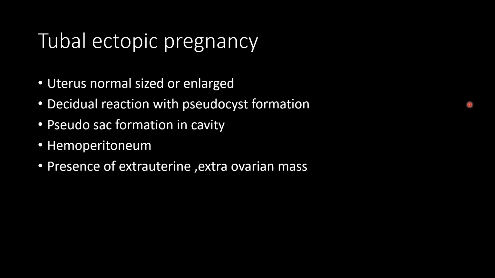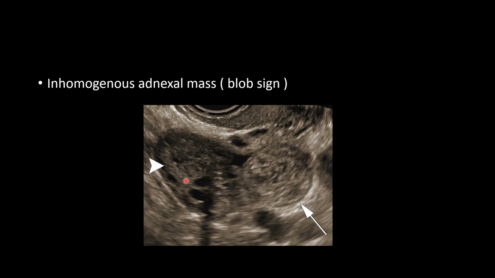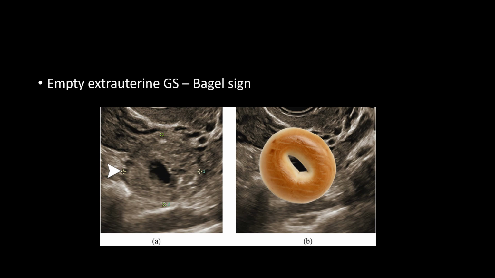In ultrasound, the uterus may be normal in size or enlarged. There might be decidual reaction with pseudocyst formation. There may be pseudo-sac formation in the cavity. There may be presence of hemoperitoneum in case of a ruptured ectopic, and there may be presence of an extrauterine or extra-ovarian mass. There may be an inhomogeneous adnexal mass, that is the blob sign, or there may be an empty extrauterine gestational sac, that is the bagel sign.